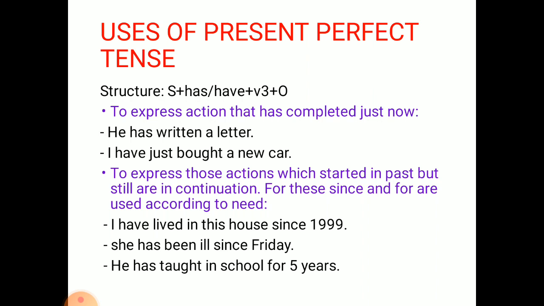Many students get confused regarding the uses of present perfect and the usage of past simple, and third, the usage of present perfect continuous tense. In present perfect continuous tense also since and for are used, but there is a clear-cut difference between these two. Okay, so present perfect, let's see an example: I have lived in this house since 1999.